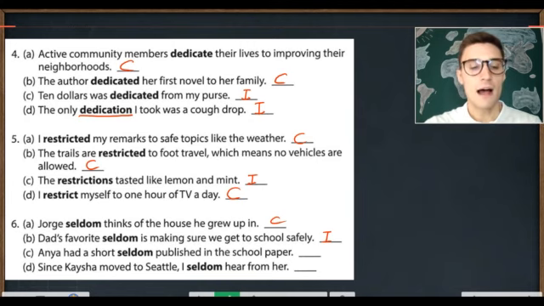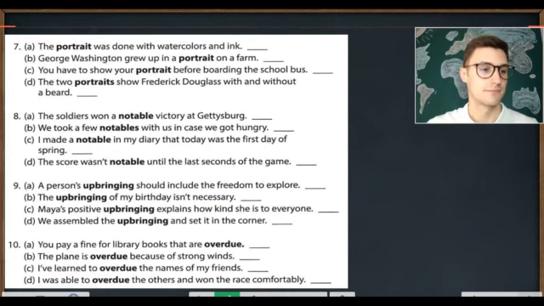C. Anya had a short seldom published in the new school paper. Incorrect. D. Since Kaisha moved to Seattle, I seldom hear from her. Correct. You don't hear from her often. I seldom hear from her. Not a lot. Number 7A.